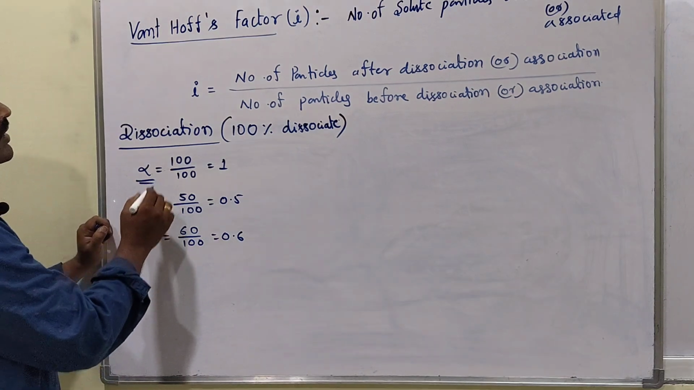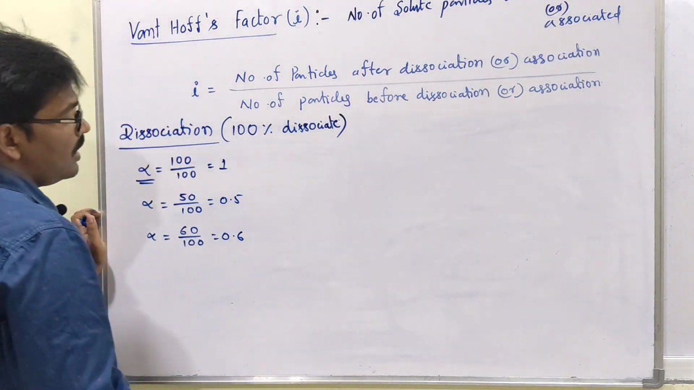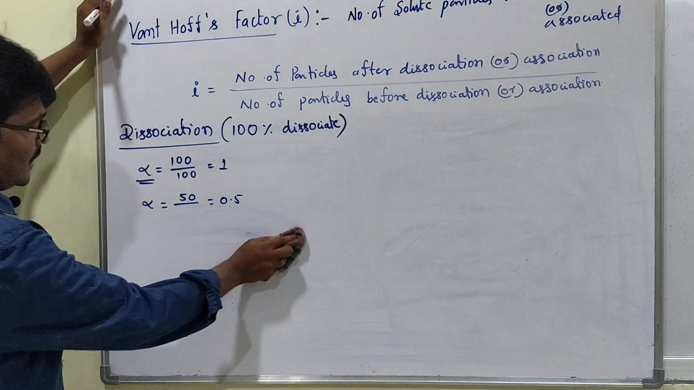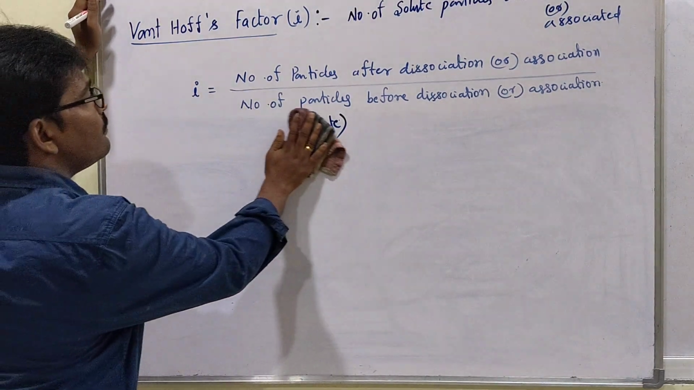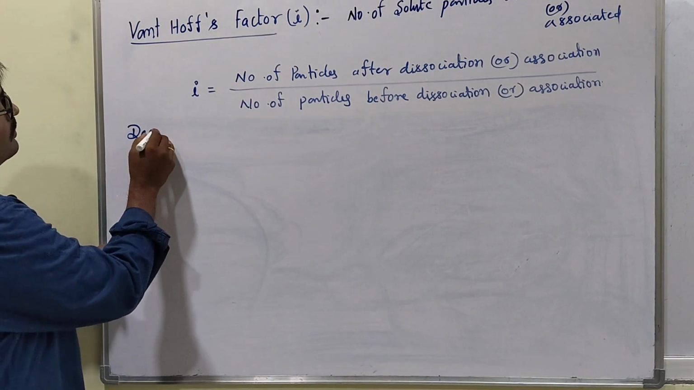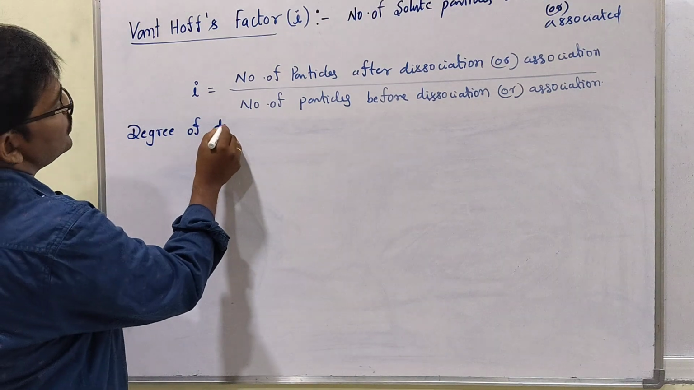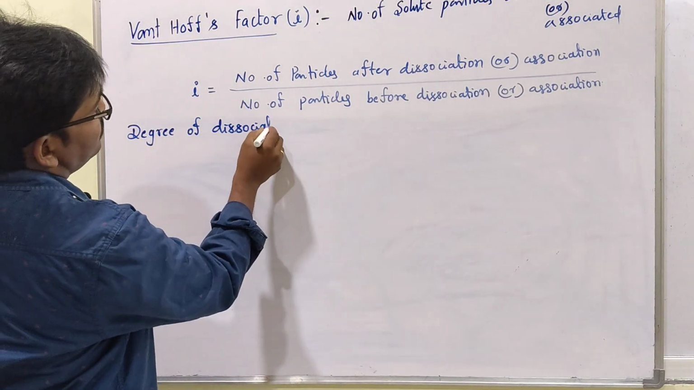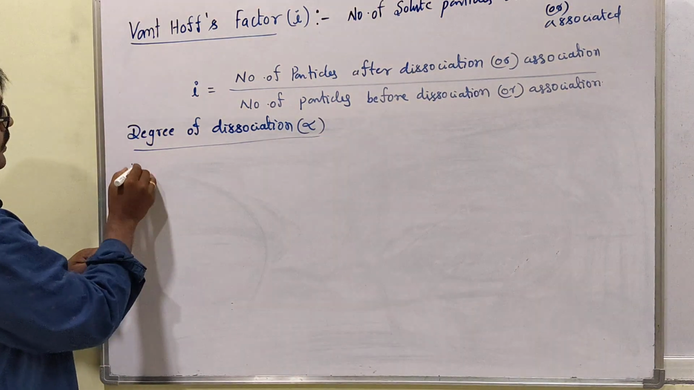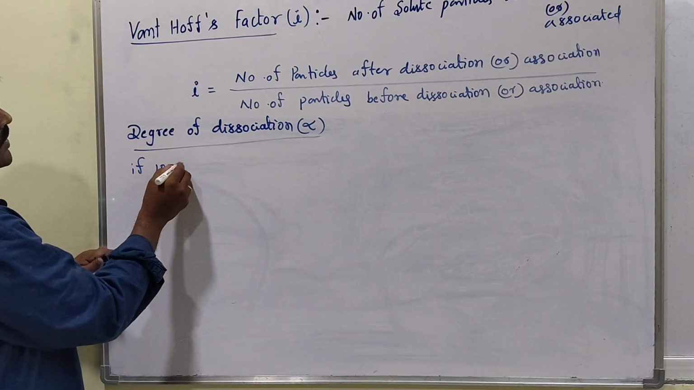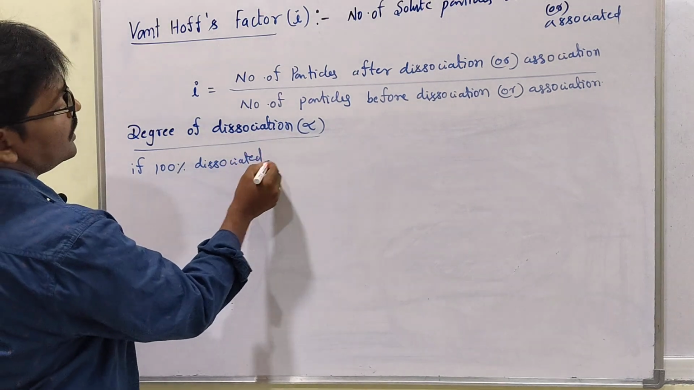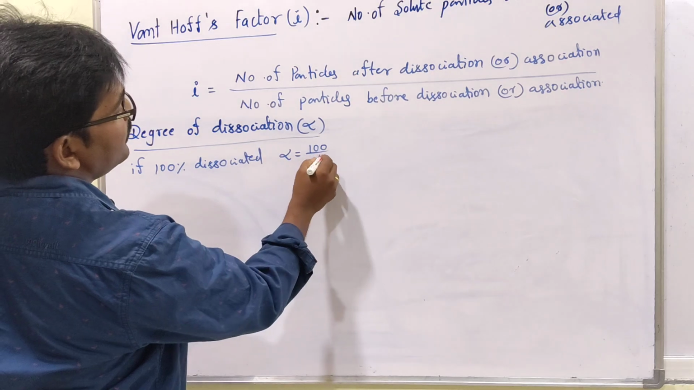So this is alpha. Alpha, degree of dissociation we call. Alpha అని ఏమంటున్నాం మనం? Degree of dissociation. So degree of dissociation ని find out చేయాలి. Degree of dissociation nothing but alpha, I told. Sir, for example, if 100% dissociated, alpha value you can get is 100 divided by 100, then it is equals to 1, right?